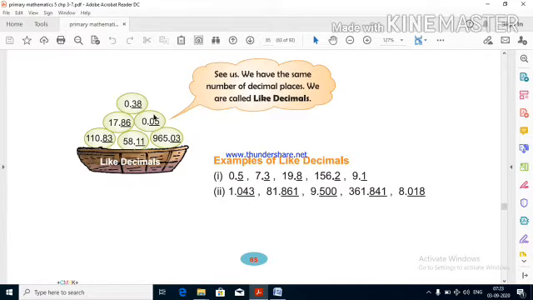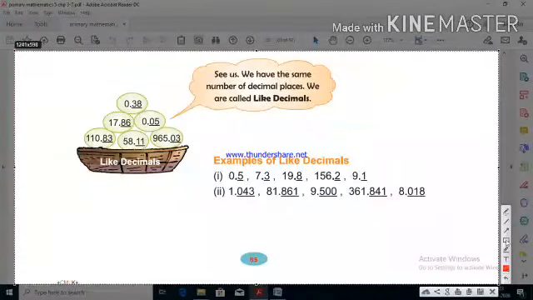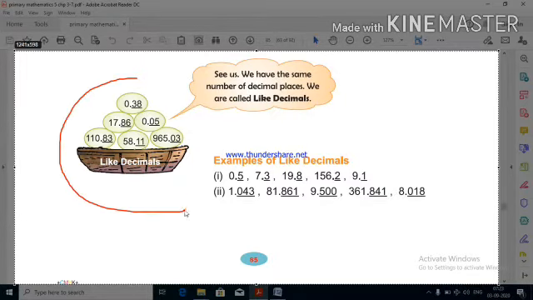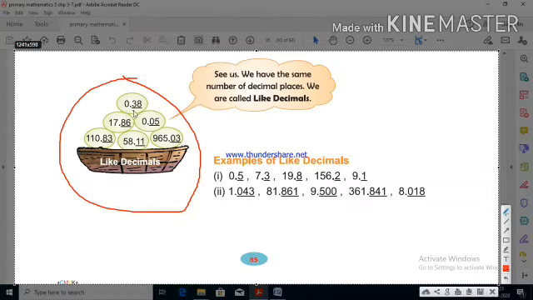In like decimals, we count the digits after the decimal, on the right side of the decimal. In this figure, after the decimal, how many digits are there? There are 2 digits. It is also 2 digits, here is also 2 digits. Everywhere we observe that there are 2 digits after the decimal, so these are all called like decimals. So when we have the same number of decimal places, they are called like decimals.